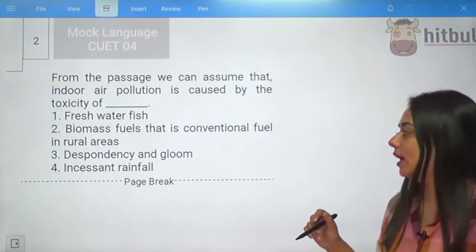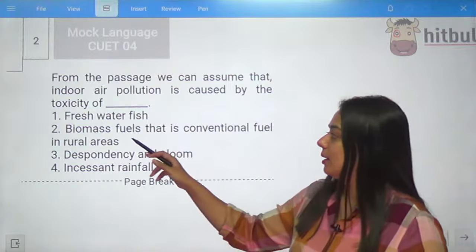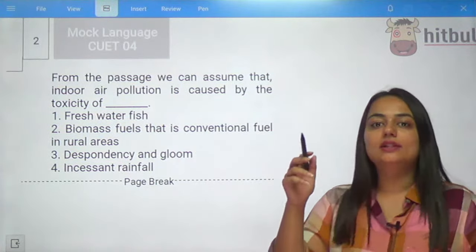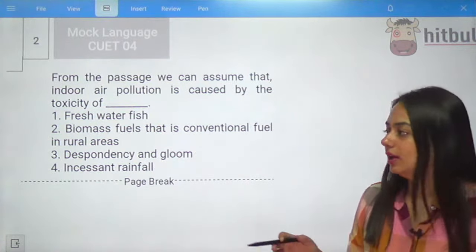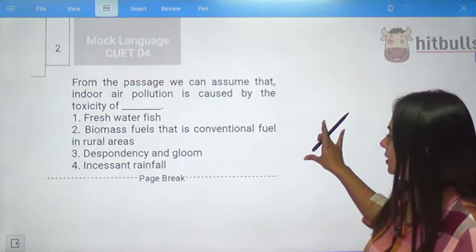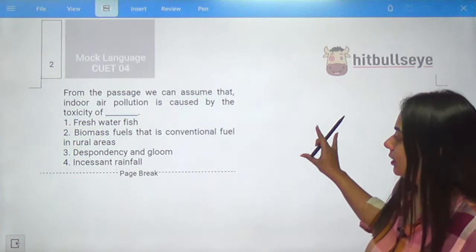Absolutely right, Amit. You've answered all the questions correctly. Biomass fuels, जो ज़्यादातर सभी rural houses में use होते हैं, the cow dung and all those things, they count under this category.